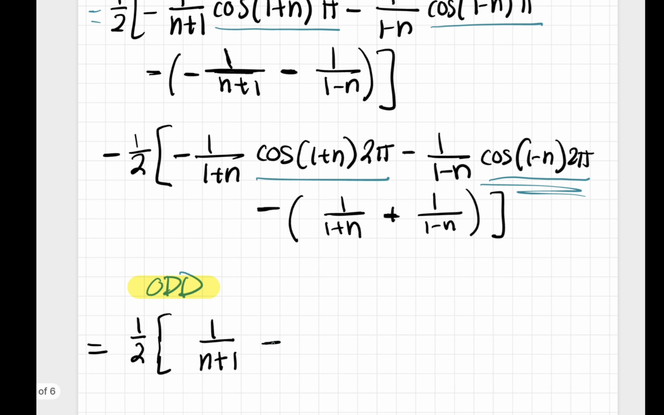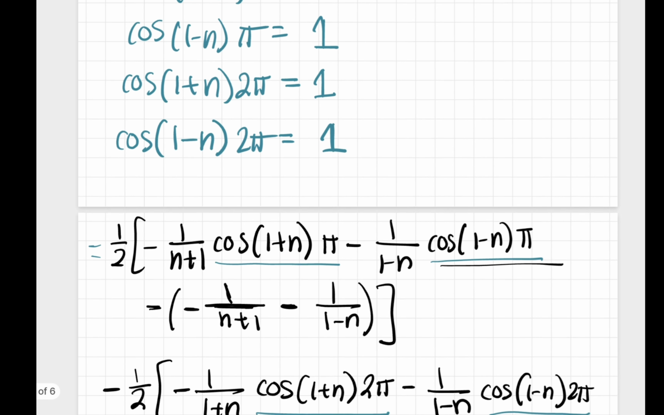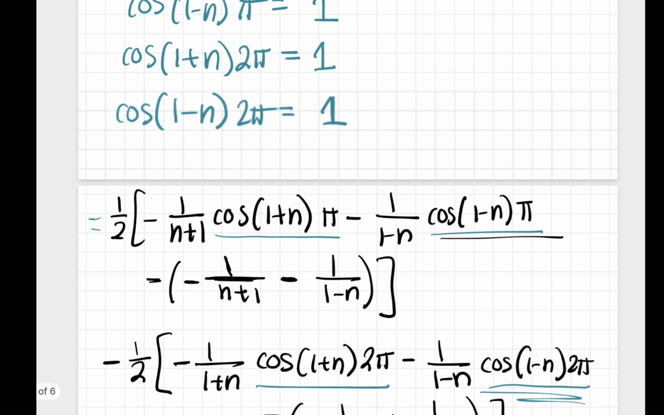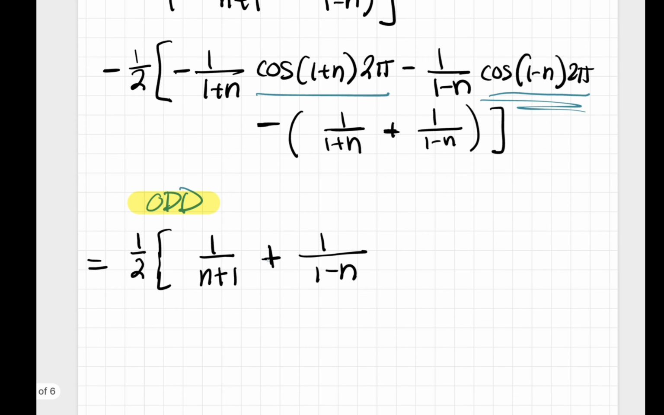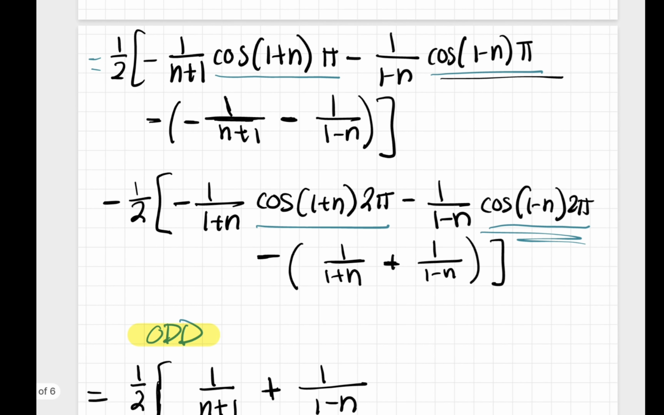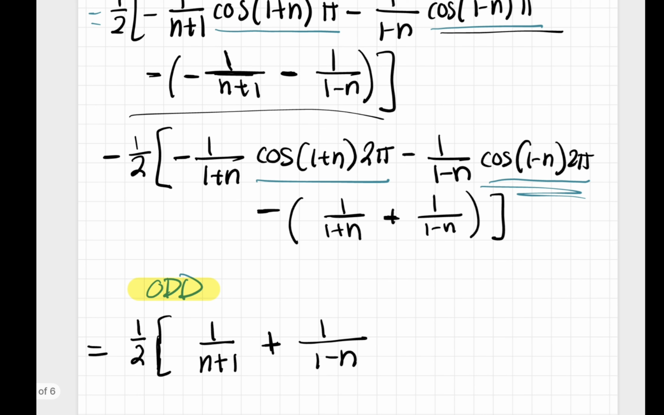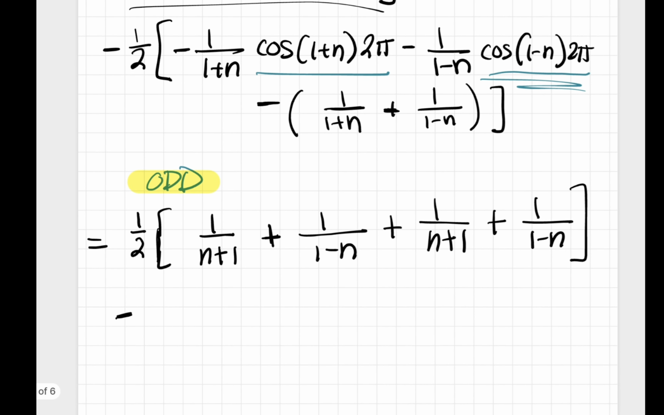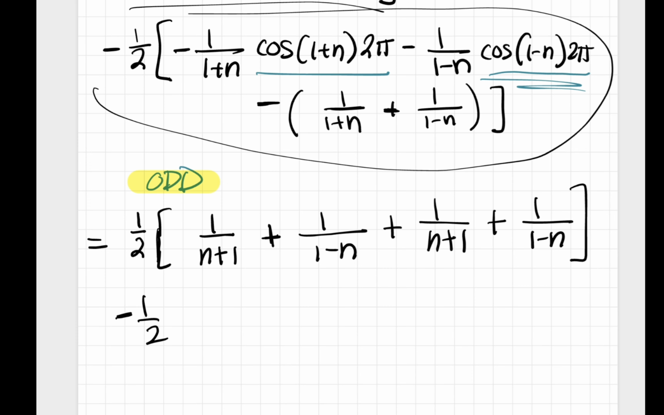Then we have a minus 1 over 1 minus n. What's cos(1 − n)π when it is odd? Cos(1 − n)π is −1. So once again, we can make that an addition sign since negative times negative is positive. And then let's just quickly solve that. So then we get plus 1 over n plus 1 plus 1 over 1 minus n. And now you see it's kind of getting a bit more manageable. So then we get minus 1/2. Now we're solving this whole thing.